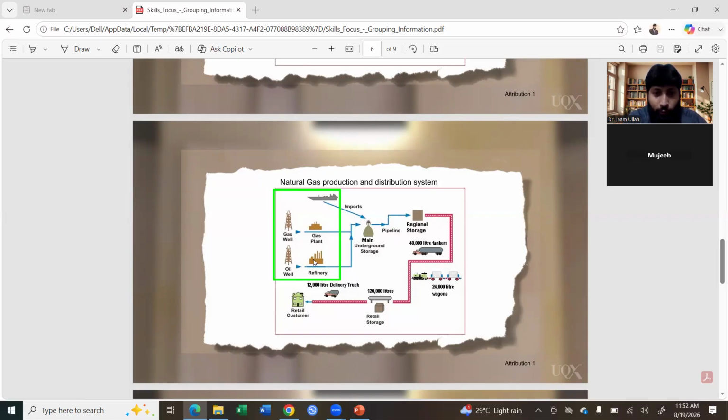So this is another group. We've got two groups by now. Main storage and regional storage. There is the storage data, or the storage places of the process. Then we have where the minerals, or you can say the raw material, is supplied from. So it is supplied through either imports or from gas well or from oil well, right? That is another grouping.